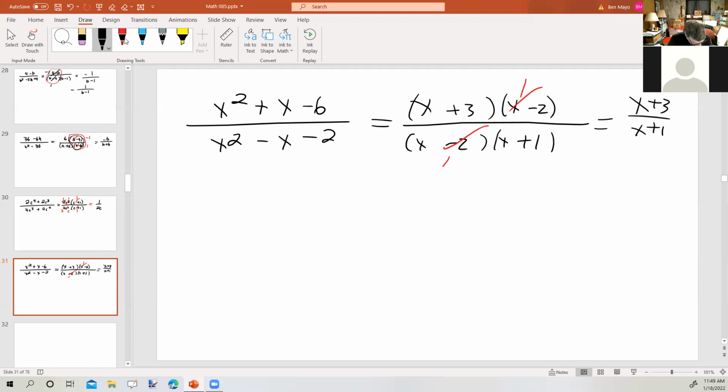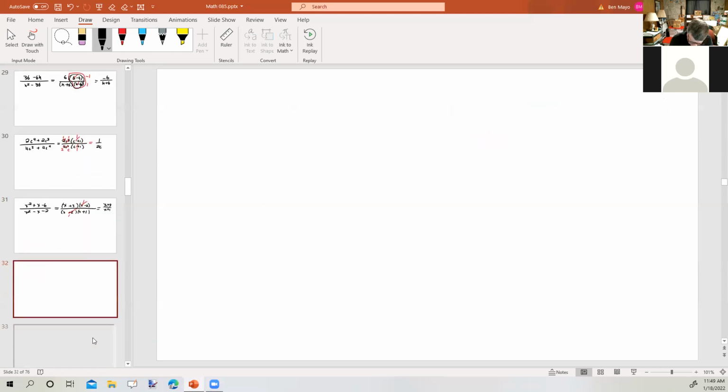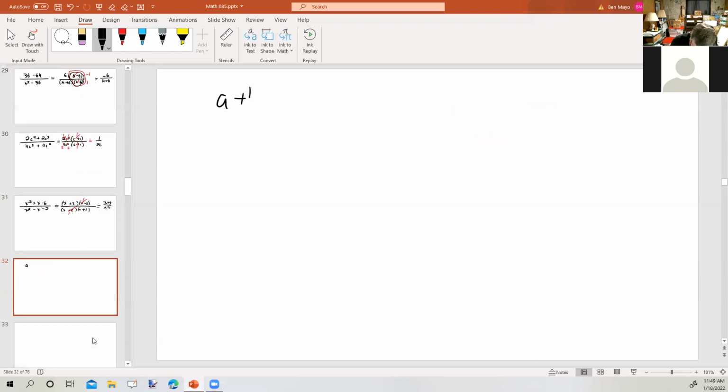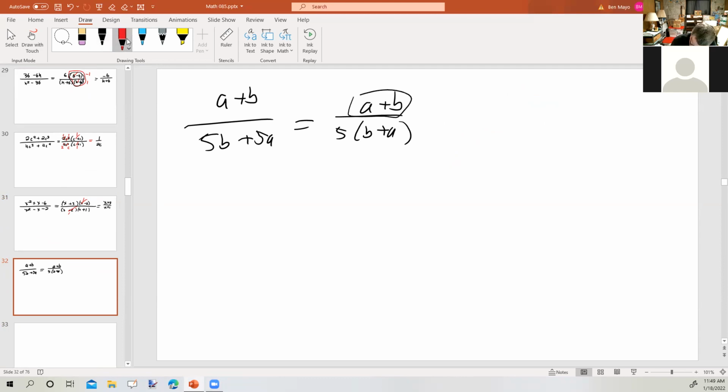Let's see here. How about this one? a plus b over 5b plus 5a. That would be a plus b over 5 times (b plus a). But a plus b is equal to b plus a. Addition is commutative. A number divided by itself reduces to 1 over 1. So I've got 1 over 5. Be careful. That's not that opposite situation.